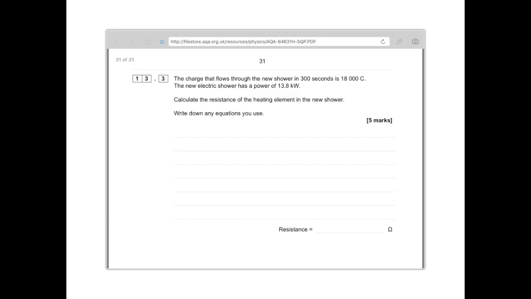The charge that flows to the new shower in 300 seconds is 18,000 coulombs. The new electric shower has a power of 13.8 kilowatts. Calculate the resistance of the heating element in the new shower. Write down any equations you use, so that's worth 5 marks.